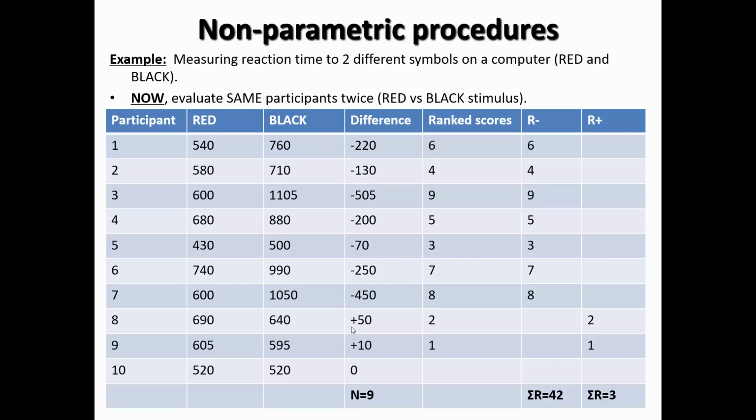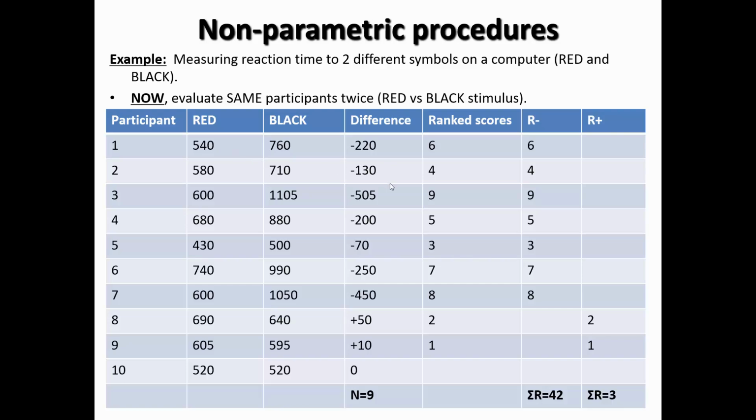And so note that we only have two positive values, indicating that the reaction time was faster for participants 8 and 9 when they viewed the black symbol. The larger number indicated a slower reaction time, whereas the vast majority of participants have negative values, indicating that it took them longer to pick up on a black symbol on a computer screen than a red symbol.